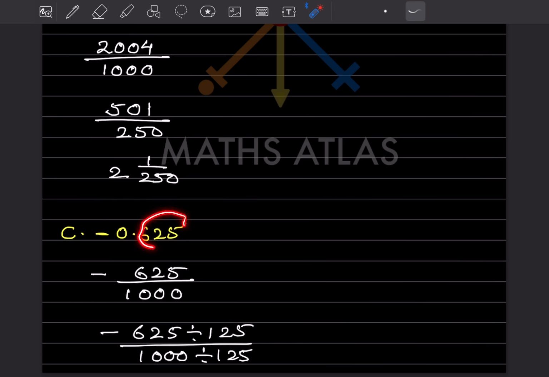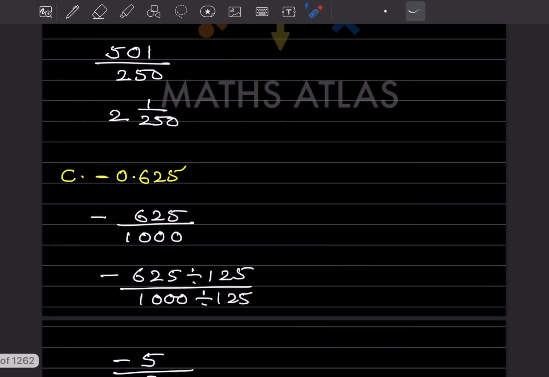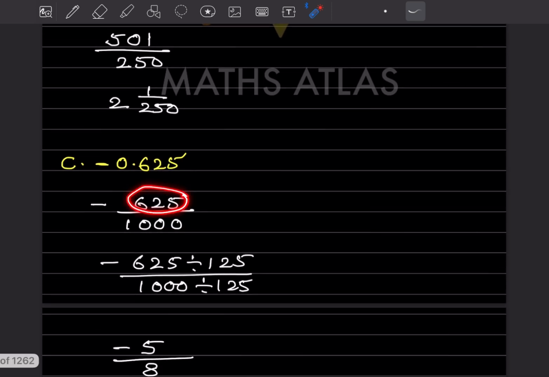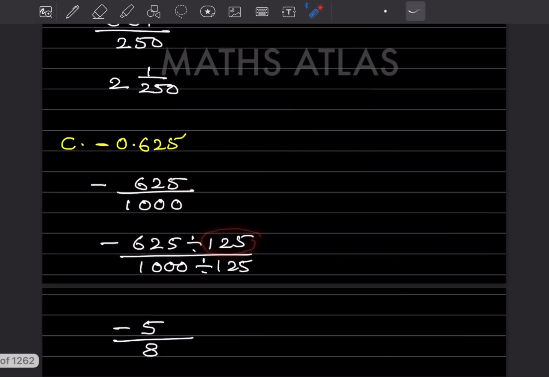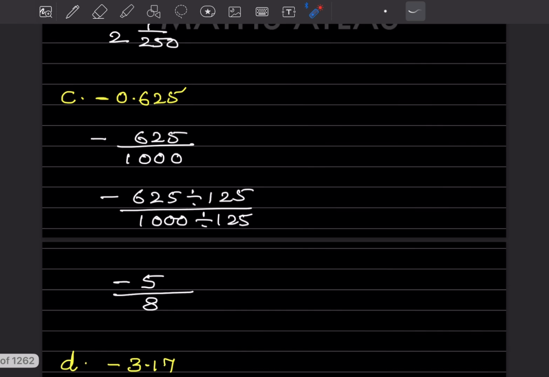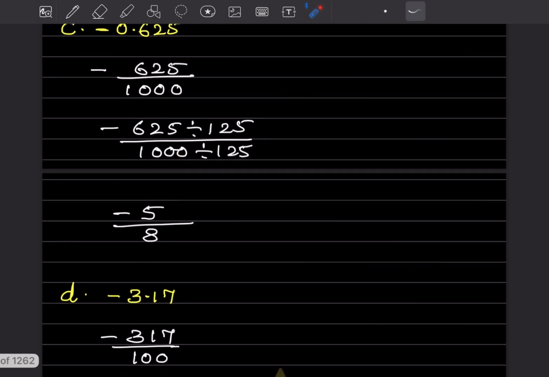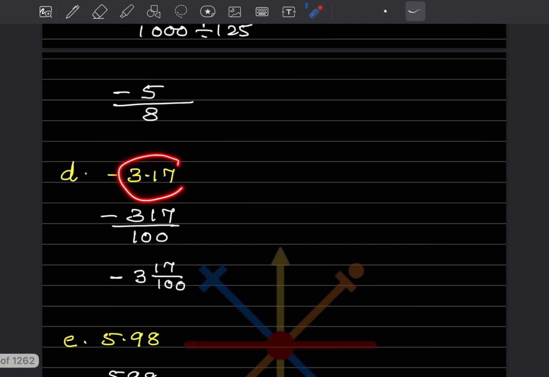Now here 625, after the decimal there are 3 numbers. So you're going to put 3 zeros, which means it is going to get divided by 1000. Again, you are going to take the HCF of these 2 numbers. The HCF is going to be 125 to make it to the lowest term. So 625 divided by 125 is going to be 5, and 1000 divided by 125 is going to be 8. So minus 5 by 8. Same here.